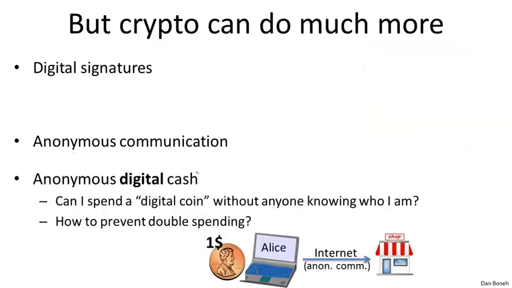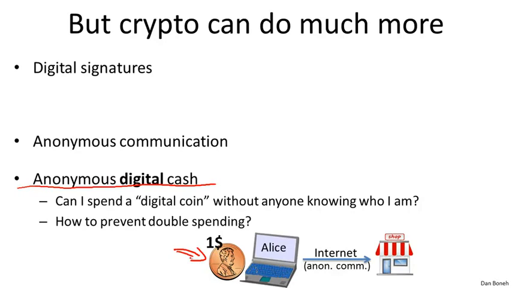Once we have anonymous communication, we can build other privacy mechanisms. And I want to give you one example, which is called anonymous digital cash. Remember that in the physical world, if I have a physical dollar, I can walk into a bookstore and buy a book, and the merchant would have no idea who I am. The question is whether we can do the exact same thing in the digital world. In the digital world, Alice might have a digital dollar coin, and she might want to spend that digital dollar at some online merchant, perhaps some online bookstore.